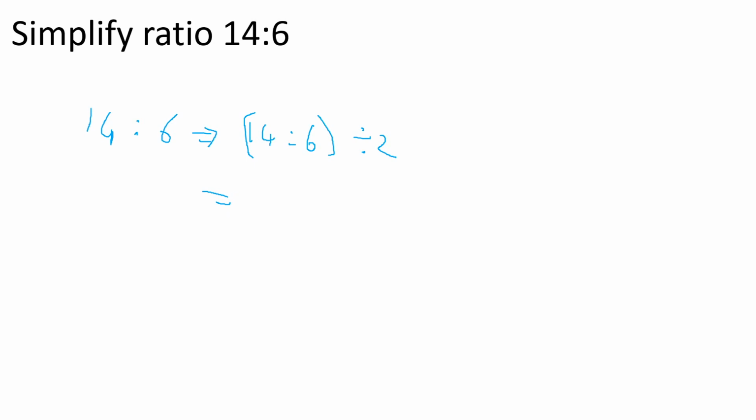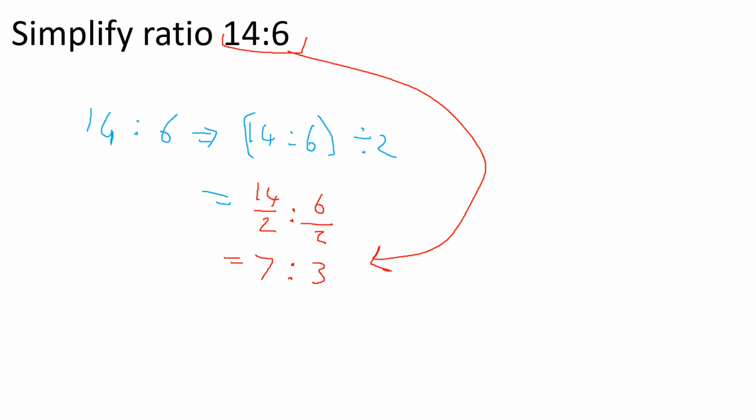So when we do that, we get, what's 14 divided by 2? 14 divided by 2 is 7. What's 6 divided by 2? 6 divided by 2 is 3. And so this ratio 14 to 6, we simplified it to 7 to 3.